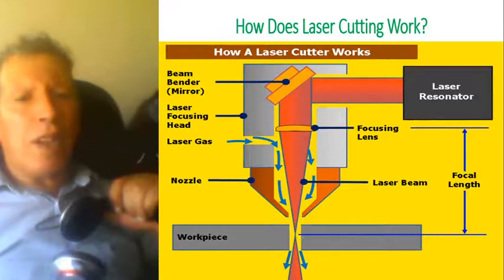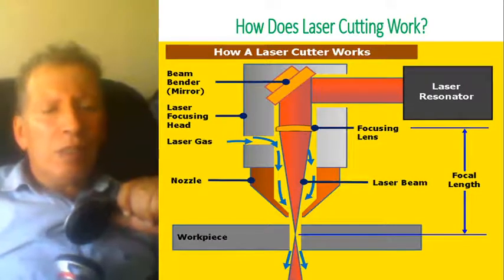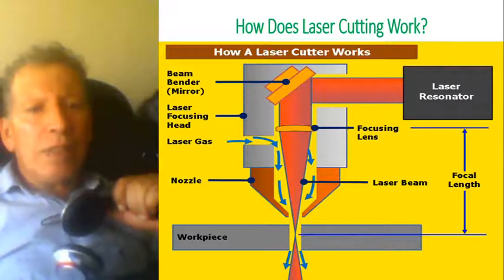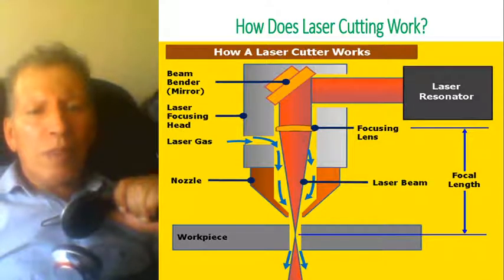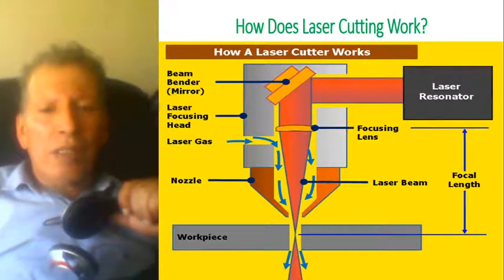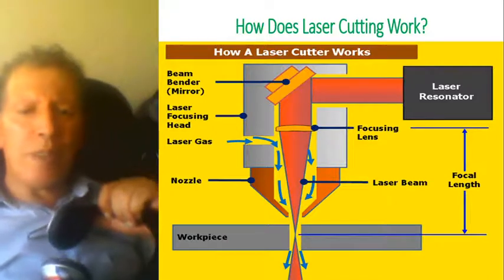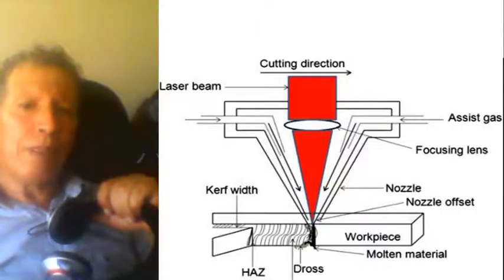The same thing as above. So the beam, the faisceau, the beam bender, the laser resonator. So there is a focus there, and there is a nozzle, and the beam goes through the workpiece and cuts it even. It cuts it even.